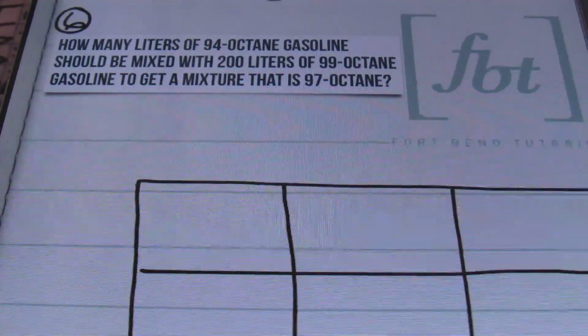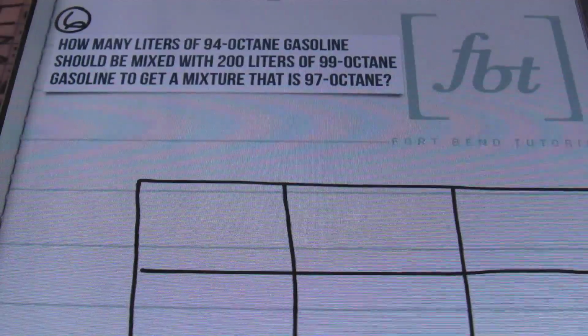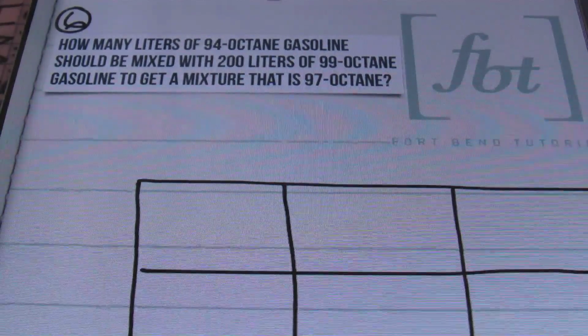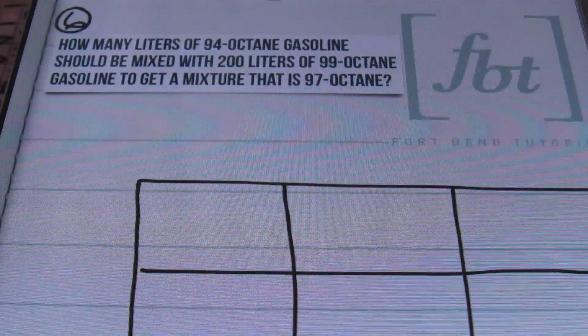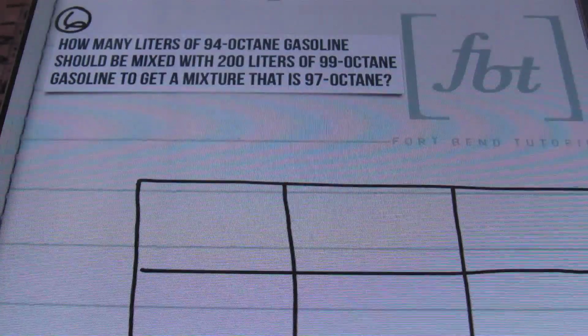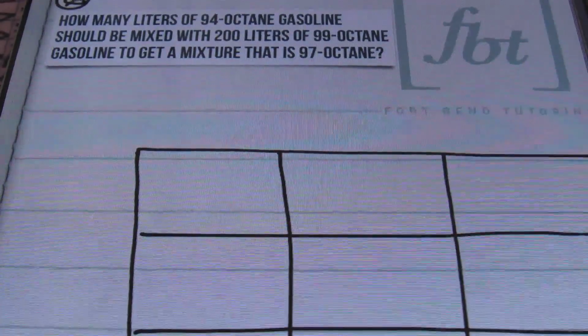In problem number 6, it says how many liters of 94 octane gasoline should be mixed with 200 liters of 99 octane gasoline to get a mixture that is 97 octane. When you're dealing with octane and gasoline, 94 octane is the same thing as 94% isooctane, all right? So these are percentages that we are referring to, by the way.